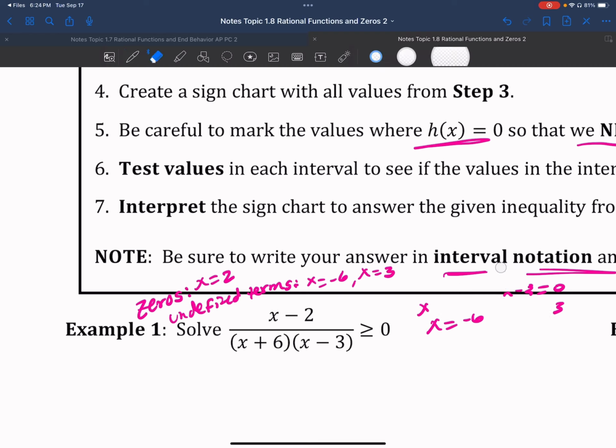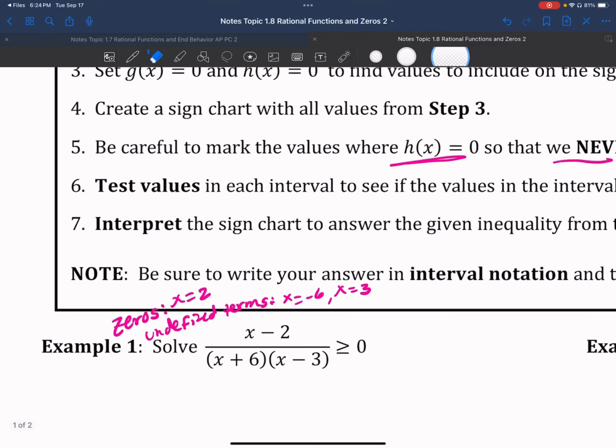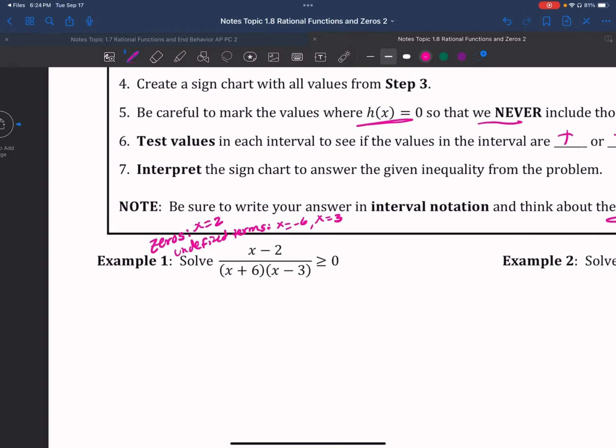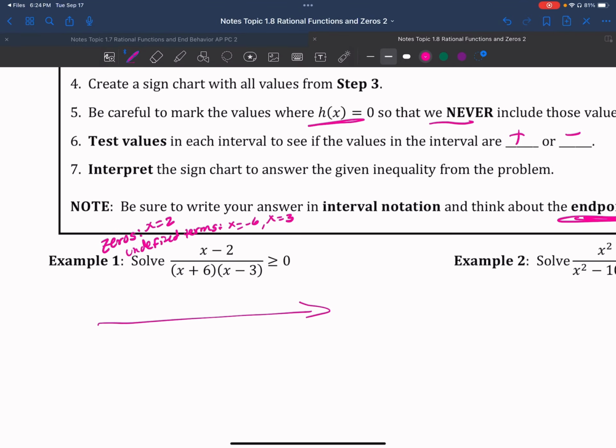Next step on the steps that they gave me, I'm going to create a sign chart using all of the values from the zeros and the undefined terms. So in this case, I have 3 of them. I do put them in order from smallest to largest, or least to greatest. So I'm going to start with -6, then 2, and then 3.